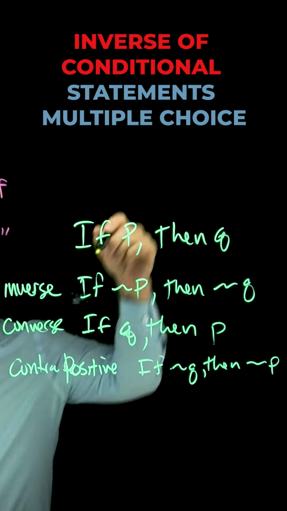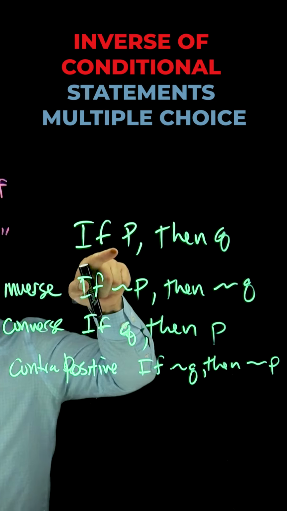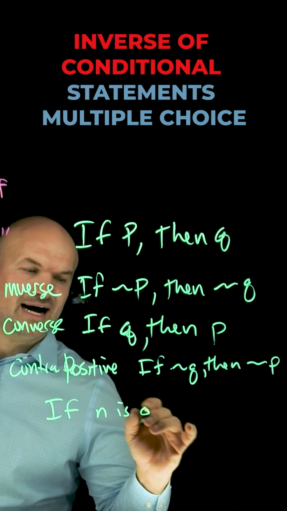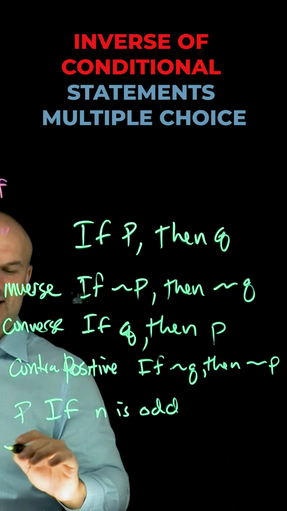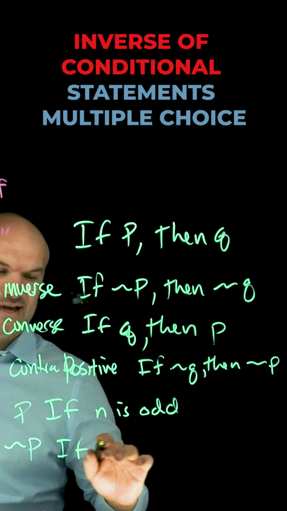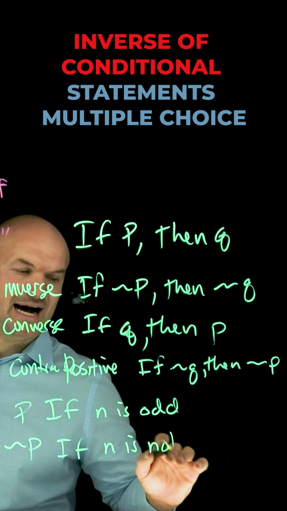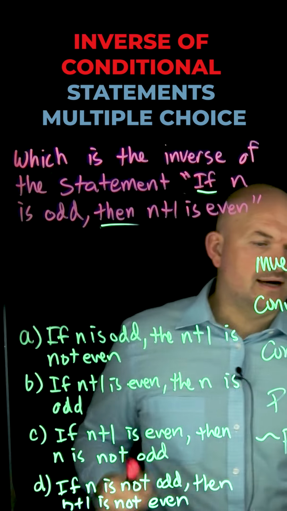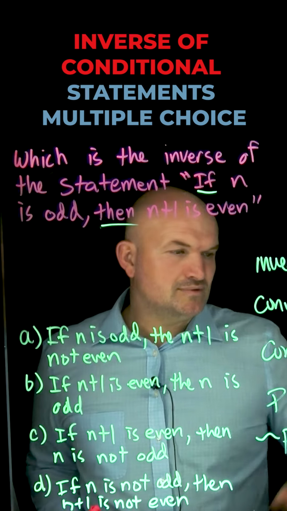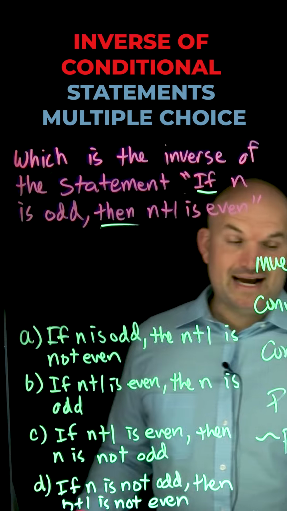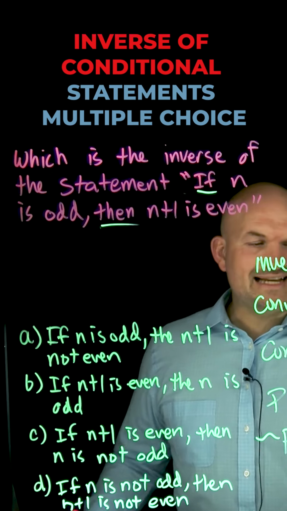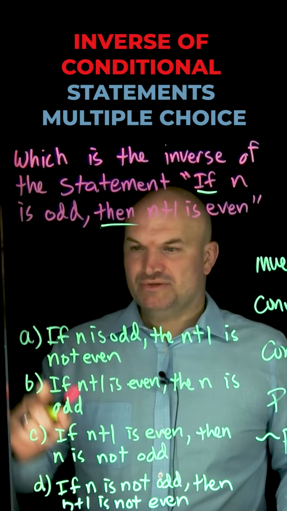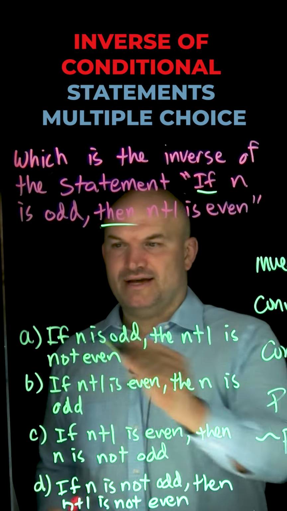So again, we're looking for if not P. What is P? P is if n is odd. So if that's P, then not P would be if n is not odd. Technically you could also try to rewrite not odd, but you don't want to say even, because 0 could be considered odd or even, or neither. So we're looking for if n is not odd. Don't just assume we're looking for even or something like that, because you could have the number 0.